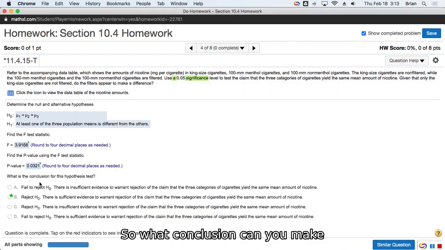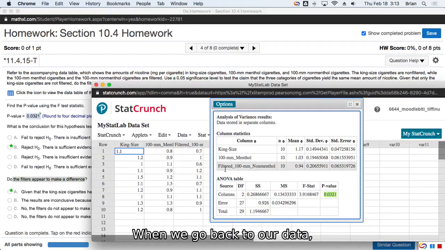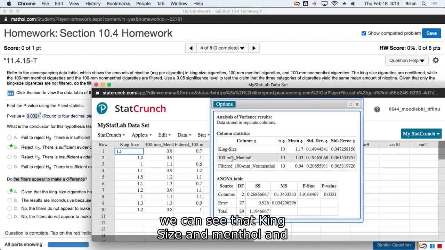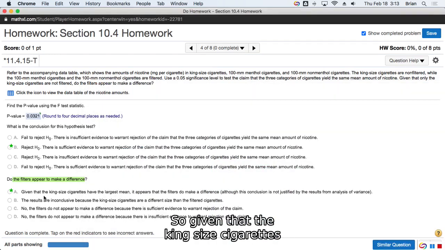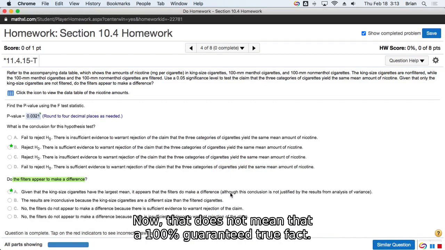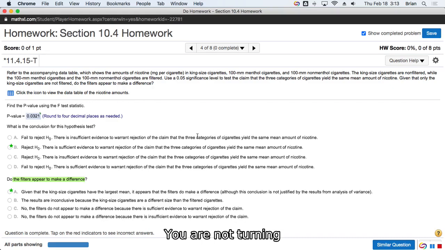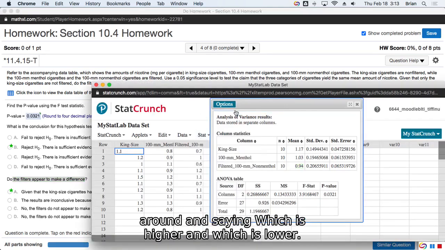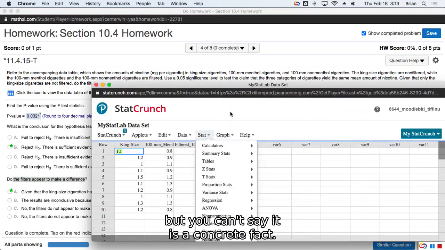So what conclusion can you make? Or it says, do the filters appear to make a difference? When we go back to our data, we can see that king size and menthol, and then we have filtered, and filtered does have the lowest mean. So given that the king size cigarettes have the largest mean, it appears that the filters do make a difference because they have the smallest mean. Now, that does not mean that's 100% guaranteed true fact. It just is saying that appears to be the case. So remember, with your ANOVA test, you are not turning around and saying which is higher and which is lower, but you can make some interpretations about it, but you can't say it as a concrete fact.